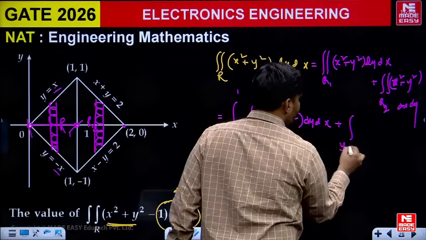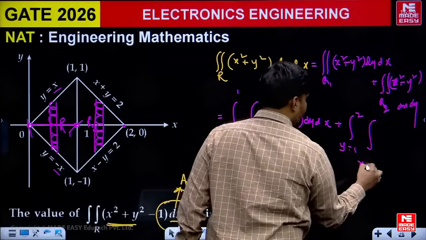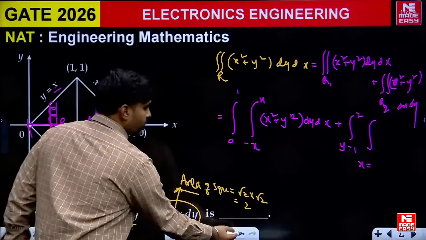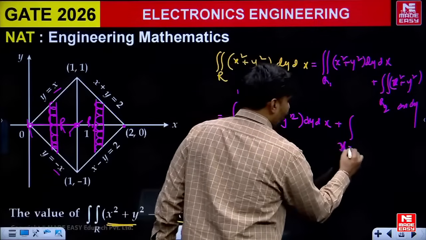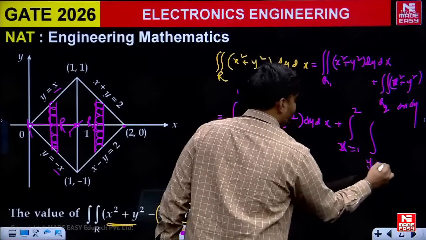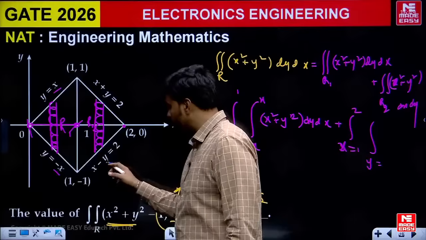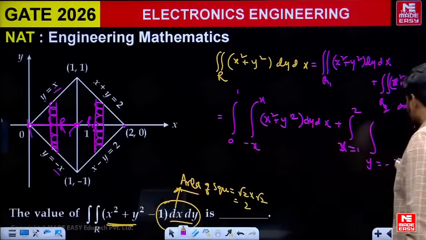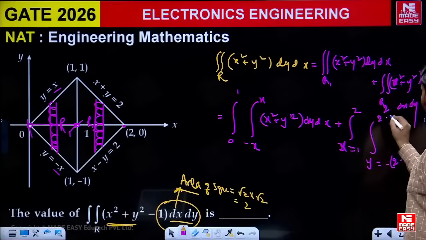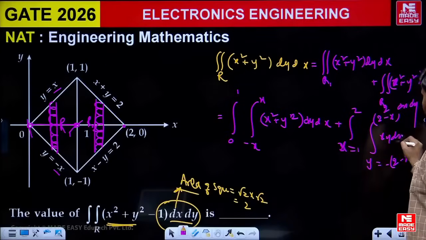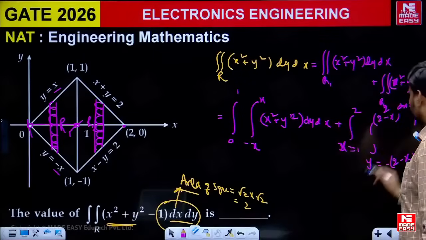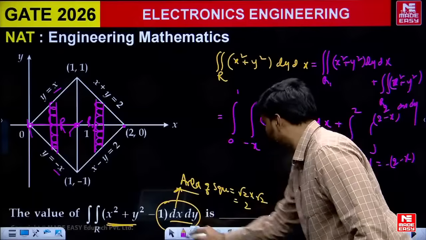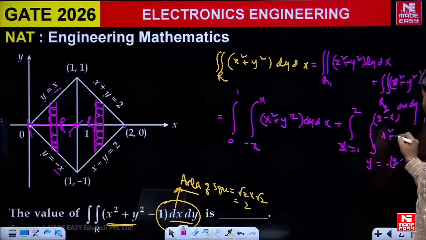Plus, here x is equal to 1 to 2, and y varies from, this is what here, y = x - 2, minus of (2 - x), to plus (2 - x). So the integral of x² + y² dy dx, correct?